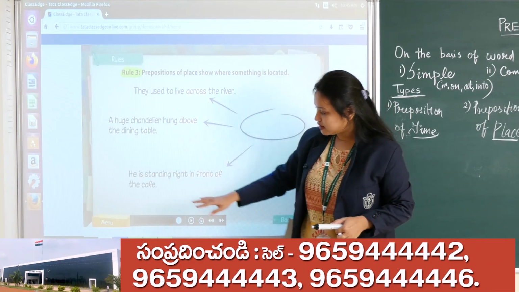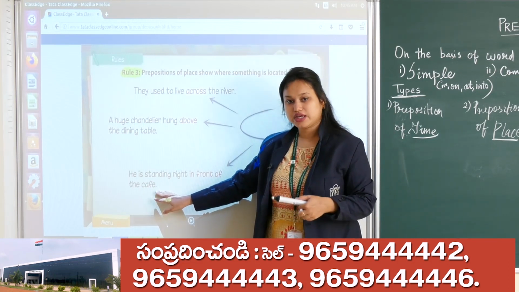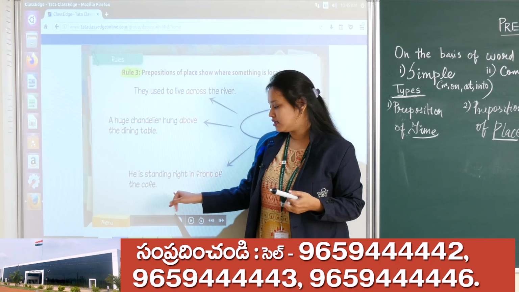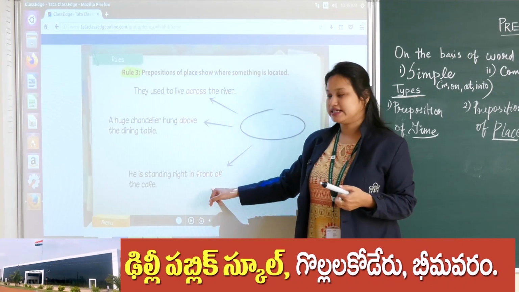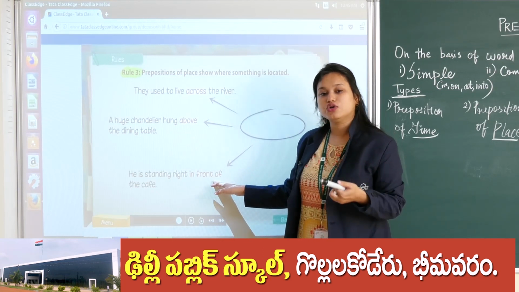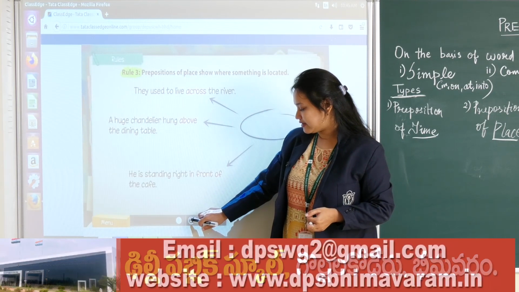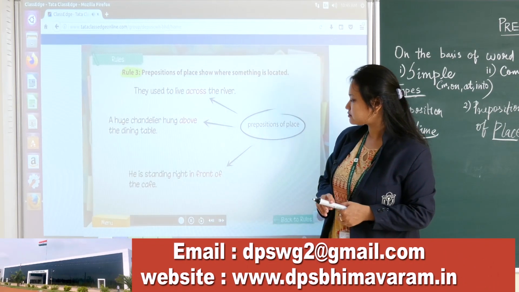Next example, he is standing right in front of the cafe. Okay, in front of we have already seen. So this is also indicating place. So across, above, in front of are also some of the prepositions of place. Let's have some position or location.